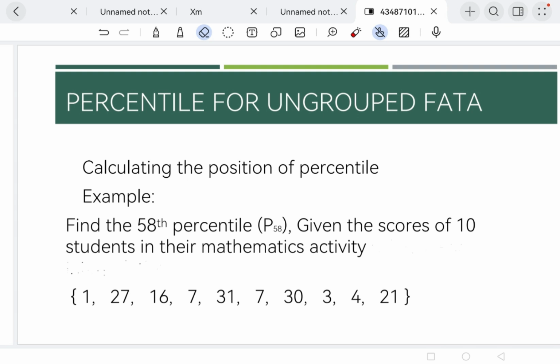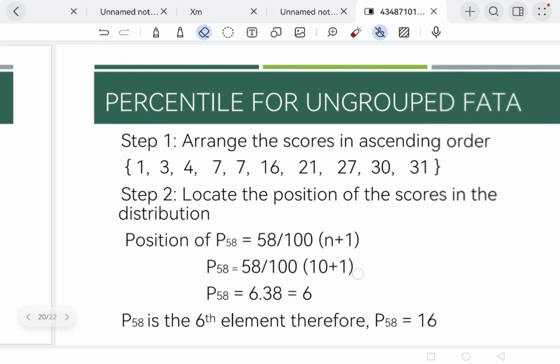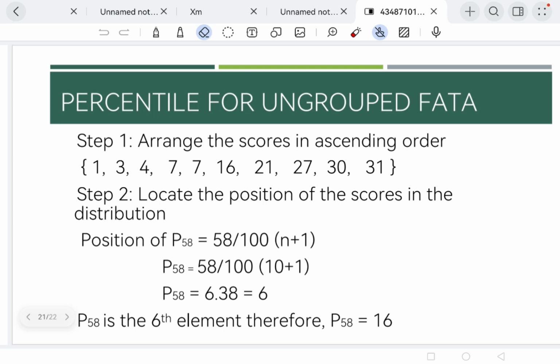So calculating the position of percentile. Find the 58th percentile, or P sub 58, given the scores of 10 students in their mathematics activity. So their scores are 1, 27, 16, 7, 31, 7, 3, 4, and 21. So our first step is we will arrange our scores from least to greatest. So that is 1, 3, 4, 7, 7, 16, 21, 27, 30, and 31.